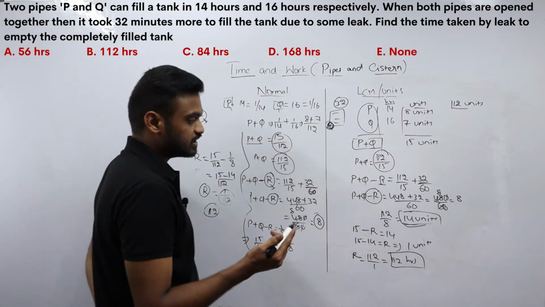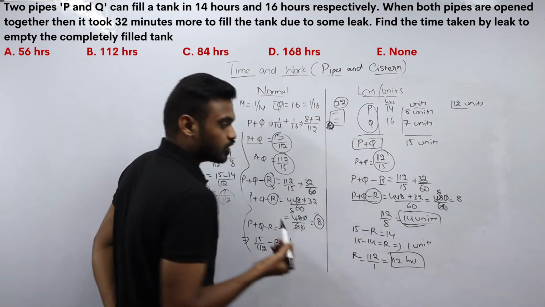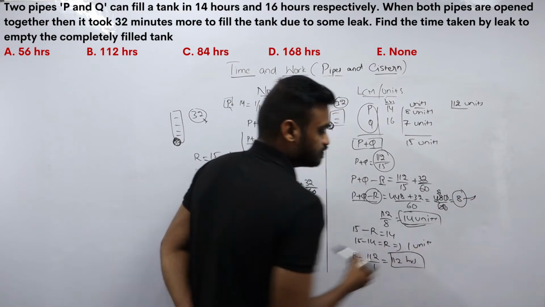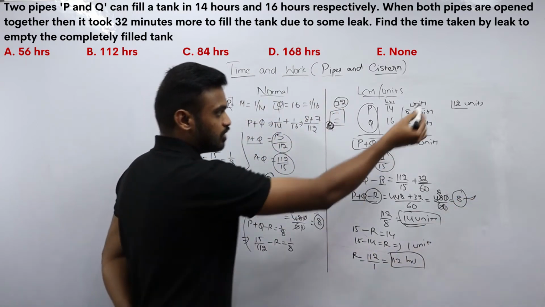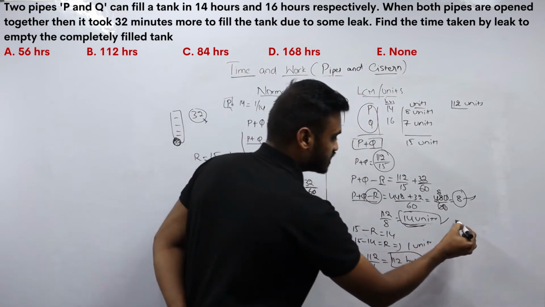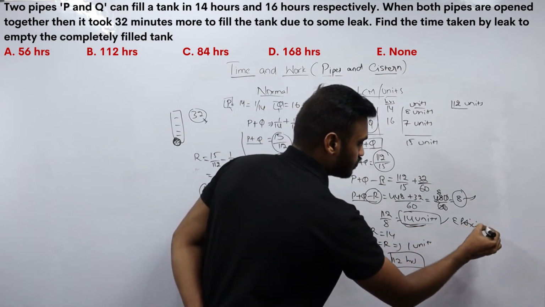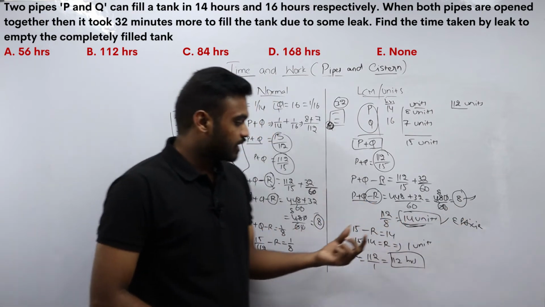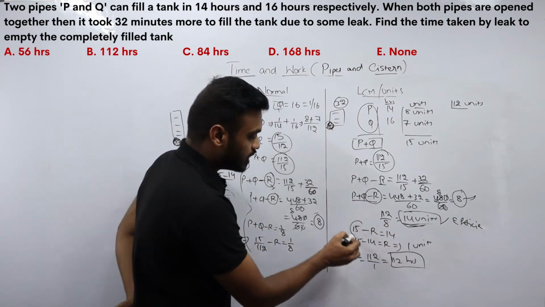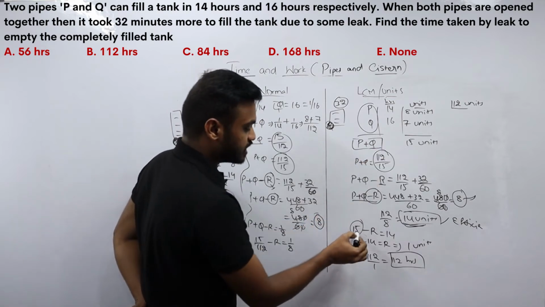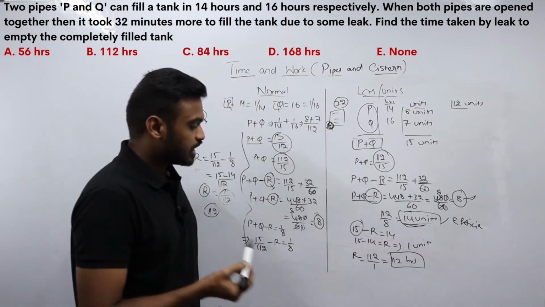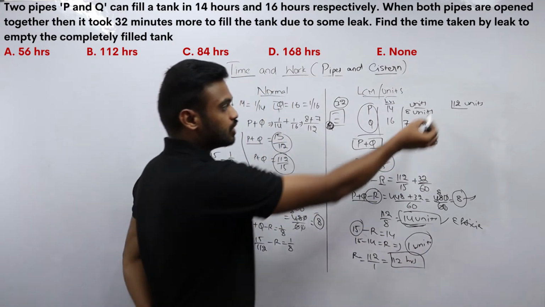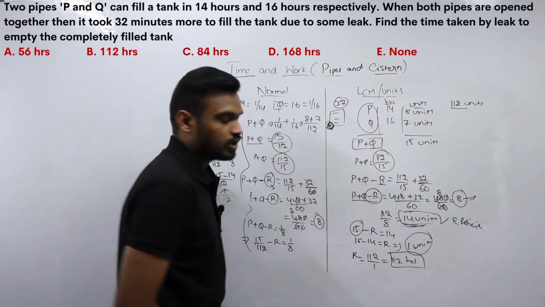The difference here is that P plus Q minus R completes the work in 8 hours. So this is the time taken. Now 112 by 8, that is 14 units. This is the efficiency. Since I want to substitute efficiency only, I am substituting P plus Q's efficiency, and I will get R equal to 1 unit of efficiency per hour. So to complete these 112 units of work, R takes totally 112 hours.